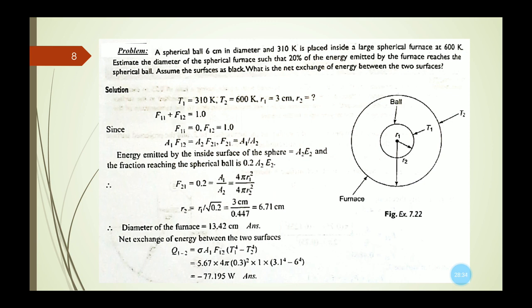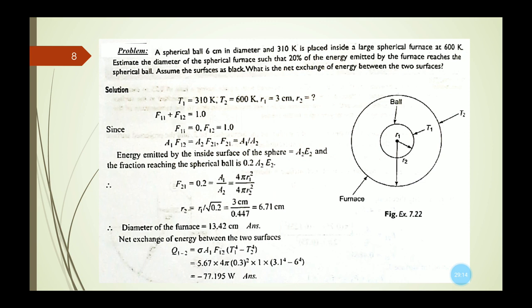such that, okay, here R is considered as the diameter. So we need to estimate the diameter of the spherical furnace, such that 20% of the energy emitted by the furnace reaches the spherical ball. To estimate this part we need to assume the surfaces as black. Now, what is the net exchange of energy between the two surfaces?